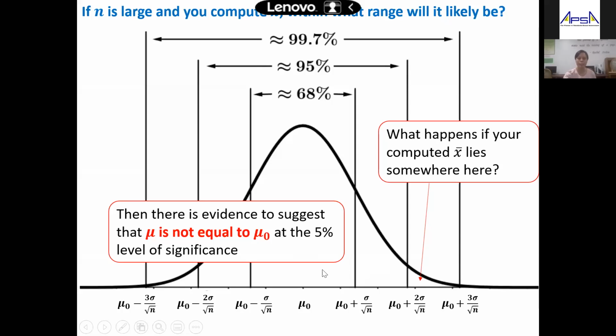Again, if this is the correct one, nandito lang dapat yung mean. Evidence yan na baka mali ito. So, yun. So, I'll pause first.